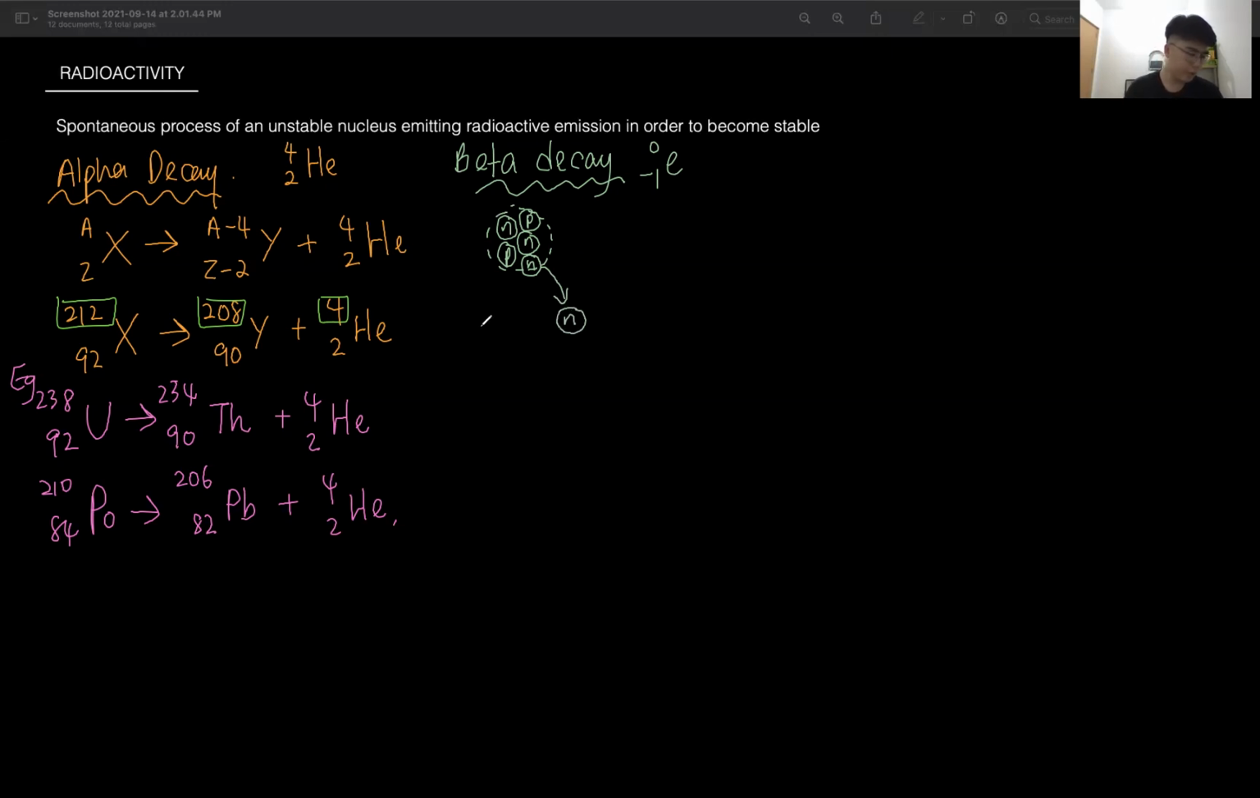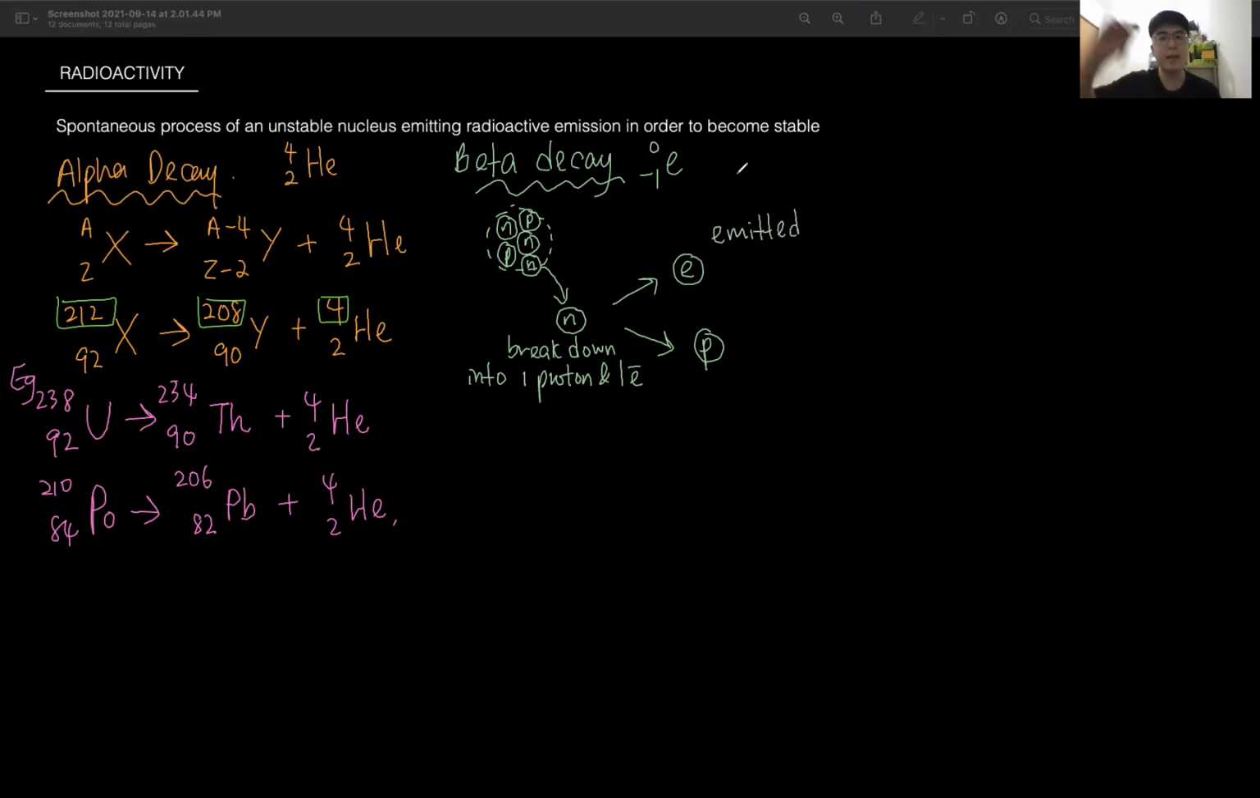One neutron will break down and turn into one proton and one electron. So this neutron will break down into one proton and one electron. Meaning that you get two things out of it, right? You get an electron and you get a proton. Now, what happened to the electron? The electron will be emitted.